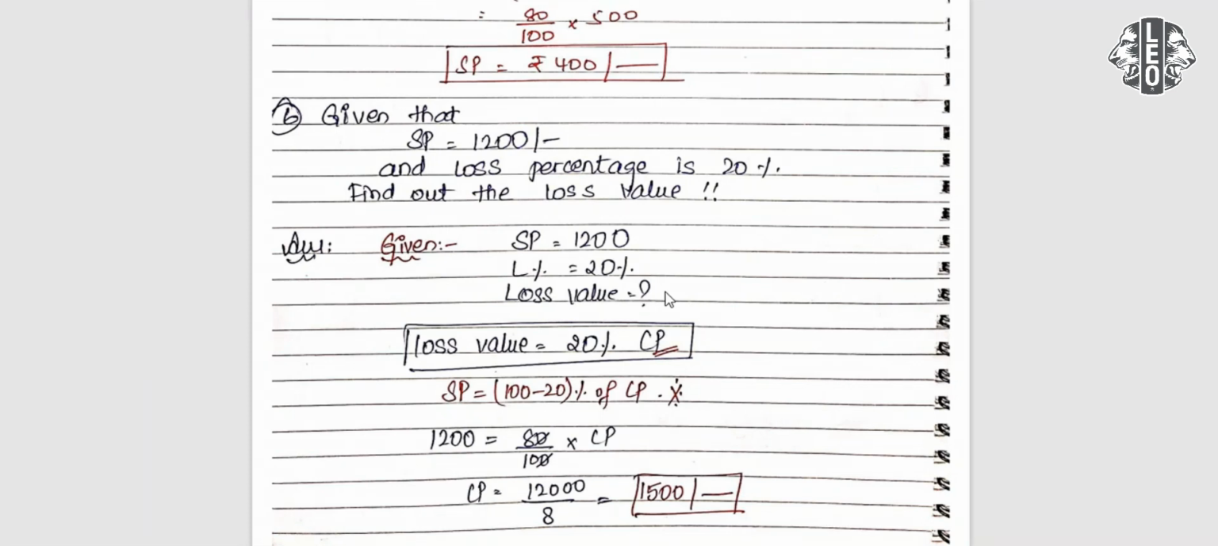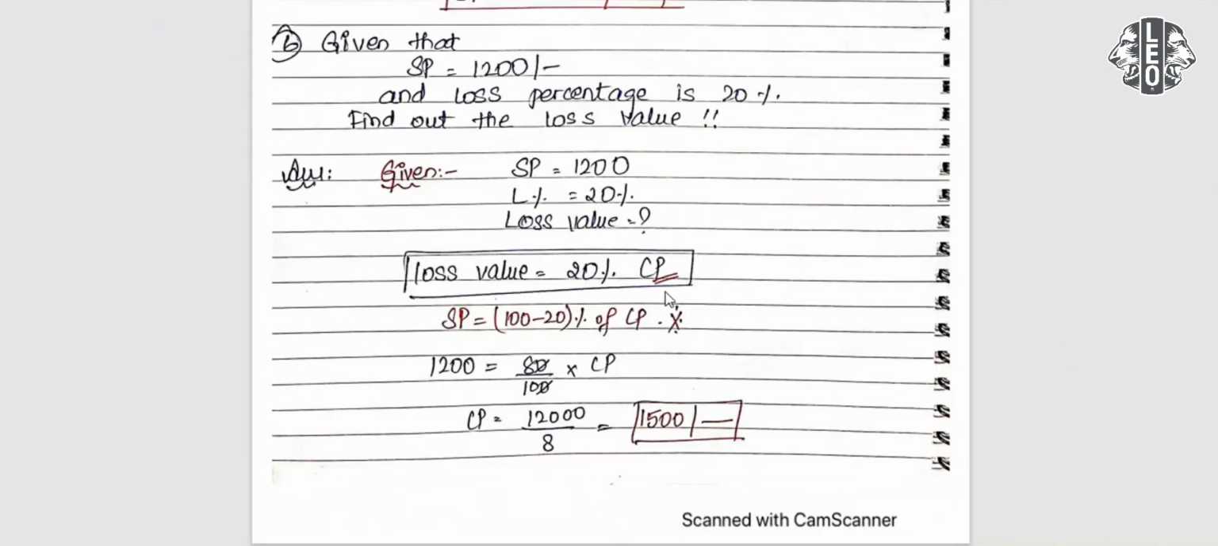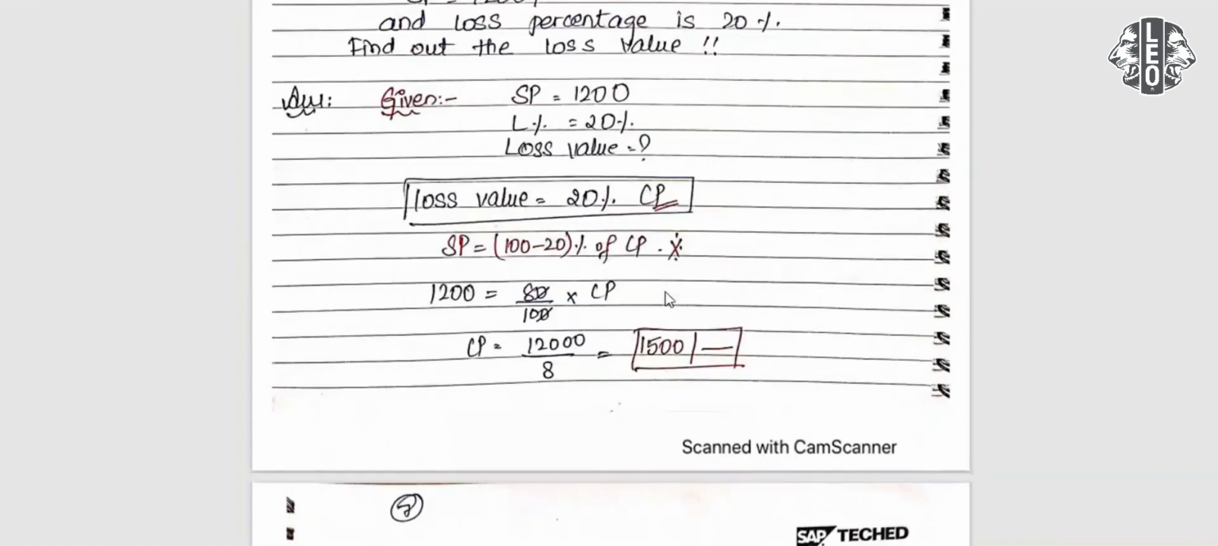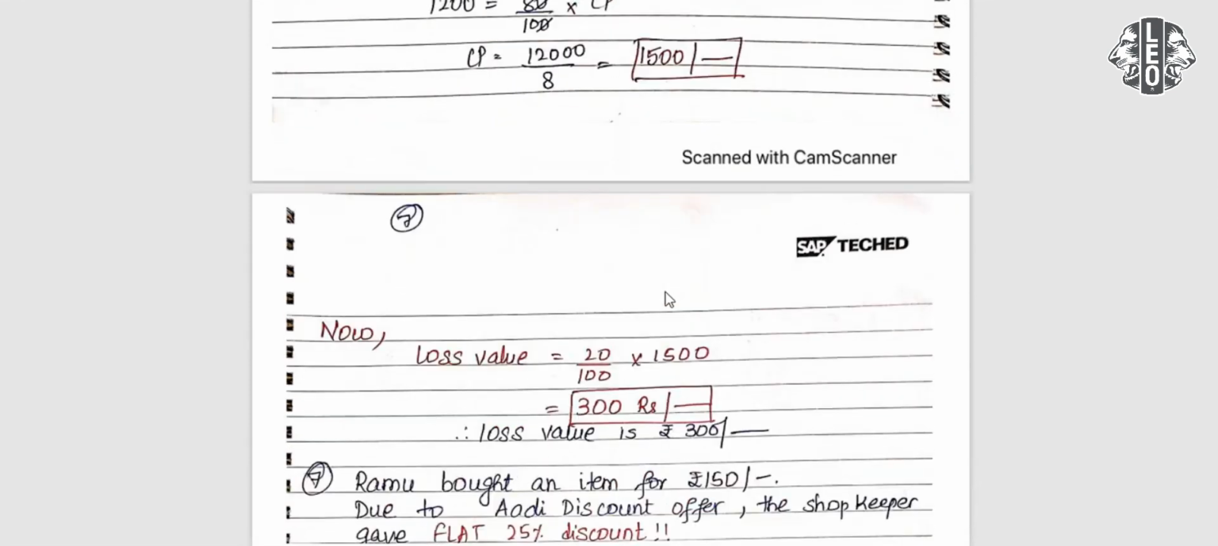Write down the initial equation. Final value is equal to 100 minus loss percentage of initial value. Selling price 1200 is equal to 100 minus 20, 80% of cost price. Now from simplification, you get the cost price as 1,500. Now from this cost price, you have to substitute in that formula, loss value, because that is the final answer they are expecting. So 20% of cost price, meaning 1 by 5 of 1,500 is going to be 300 rupees.